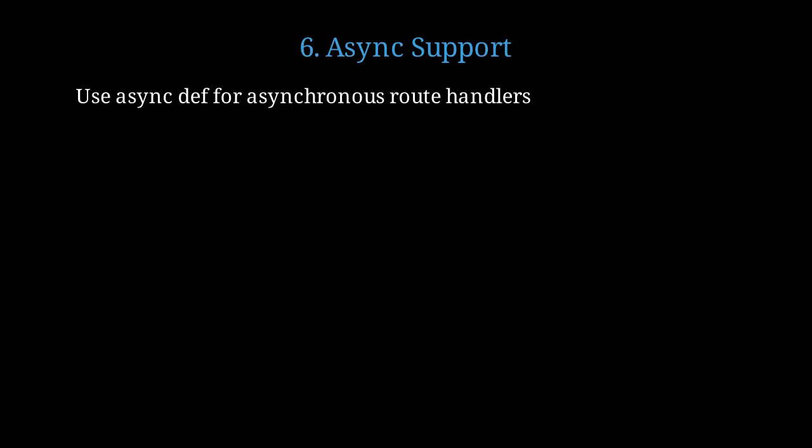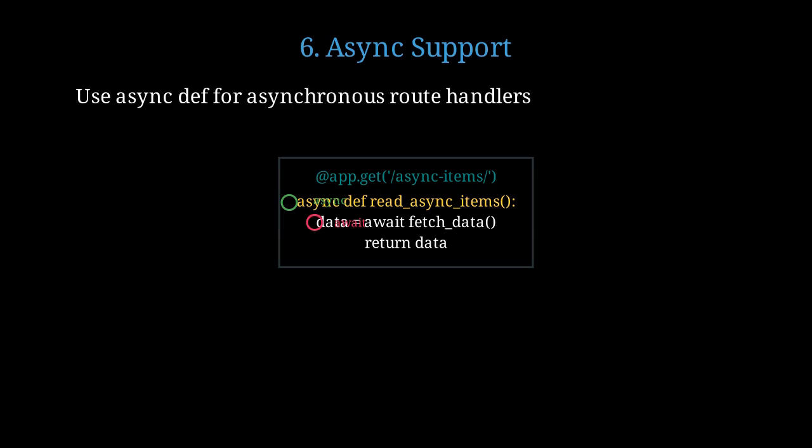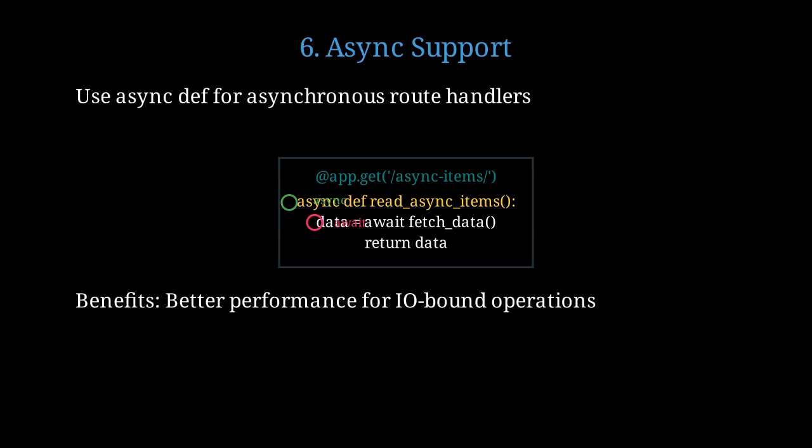FastAPI has excellent support for asynchronous programming with async and await. You can define async route handlers using async def instead of regular def. This allows for better performance when handling I/O operations like database queries or API calls. Async support provides better performance for I/O-bound operations by not blocking the event loop.